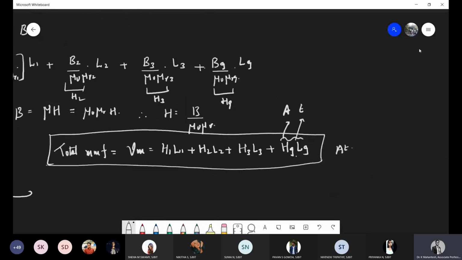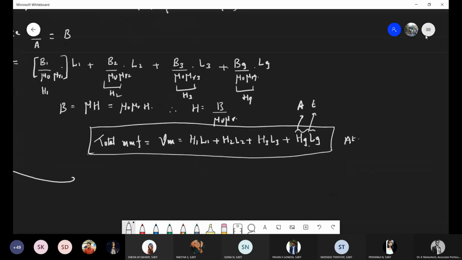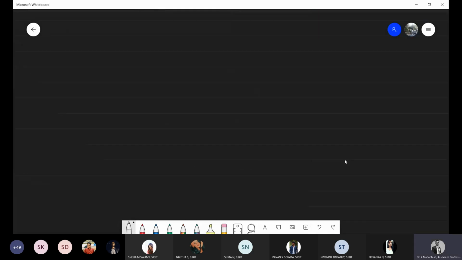Let me clear the console. Now you could expect a simple question, something like this, a numerical based on the magnetic circuit. So listen to me carefully. A magnetic circuit employs an air core. That means the medium is air. So if it is air, the mu r value becomes 1.